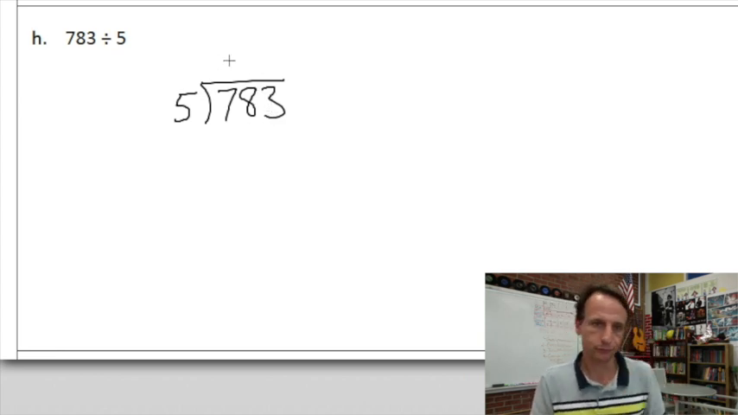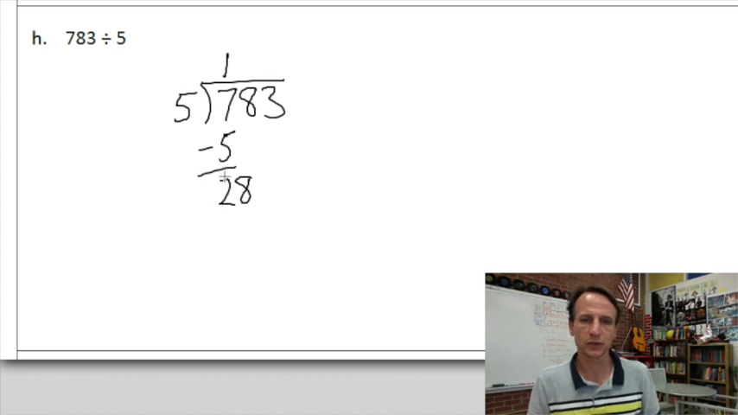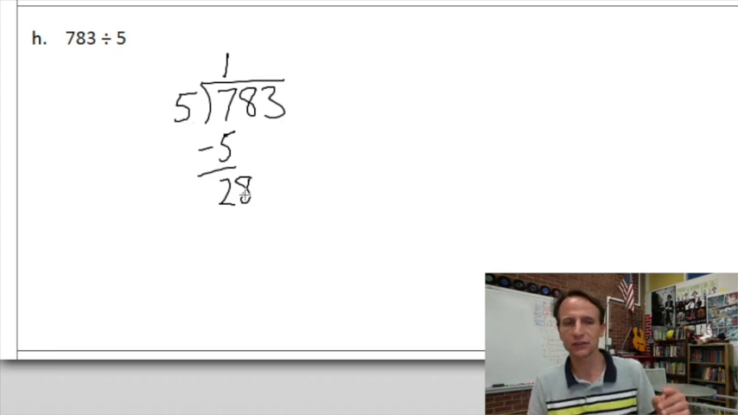5, 1, because 1 times 5 is 5. When we subtract, we're left with 2. Now we can divide the tens place. We have 8 tens, so putting it with those 20 tens from the hundreds place, we have 28 tens. How many 5s in 28?